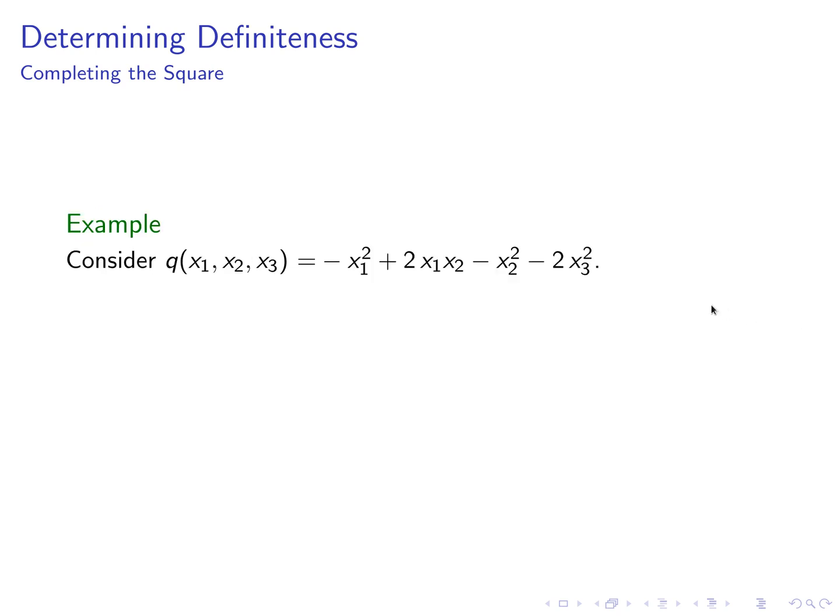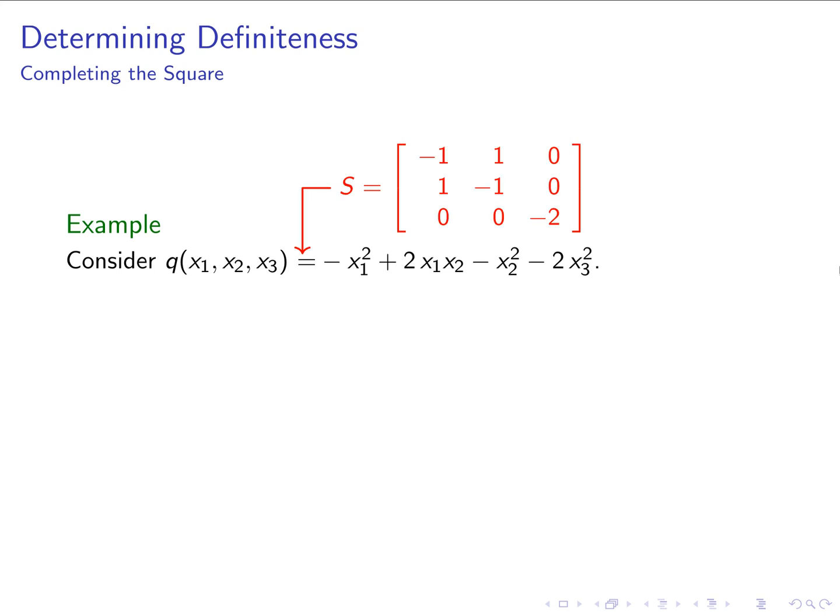So here, let's look at an example. Here we have a quadratic form on 3 variables, and the formula is negative x1 squared plus 2 times x1 times x2 minus x2 squared minus 2 times x3 squared. The matrix representing this quadratic form, well, let's look and see how to build the coefficients really quick.